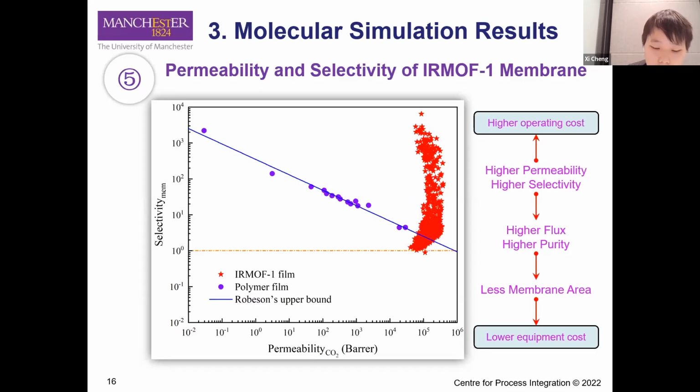So higher permeability and selectivity result in higher flux and higher purity, which means less membrane area is required, making the equipment cost less. At the same time, however, high permeability and selectivity require higher pressures and lower temperatures, which are more costly to operate.